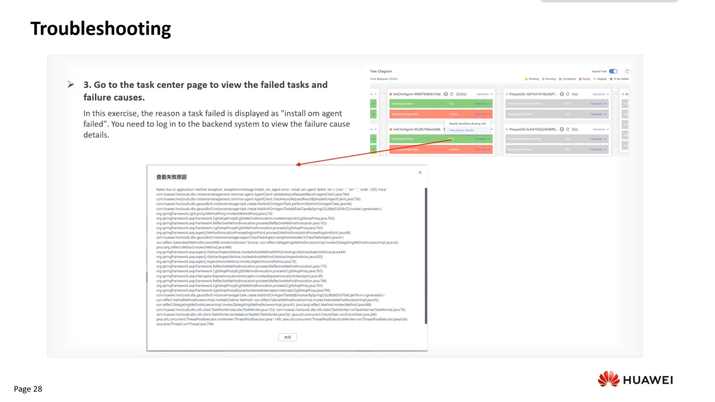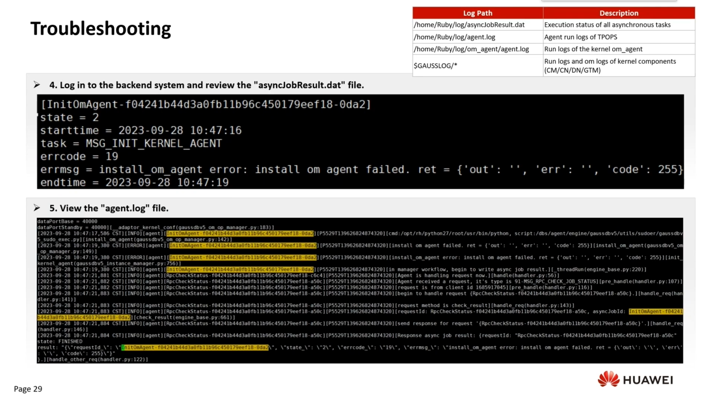Before your login, save the full name of the init OM agent task executed on the node for later log search. When viewing logs in the backend system, you can view the async result point.dat file first. This file records the execution status of all asynchronous tasks. You can search for the failed task in the file, for example, init OM agent.